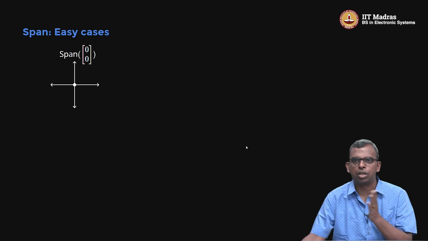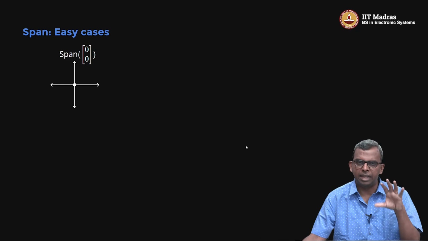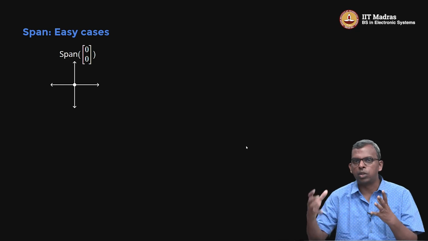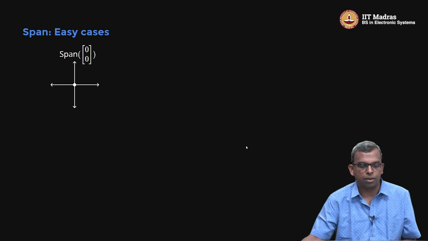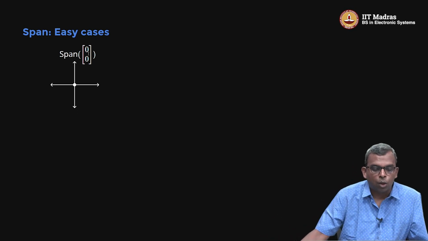Our standard approach in these math courses has been to take the easy cases first and slowly build using logic and intuition and extension. You go to more and more complicated cases. So let's look at the span of one of the simplest possible vectors, which is the origin, (0, 0). So what is the span of the origin?